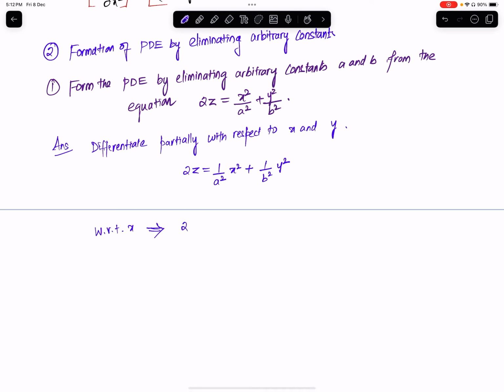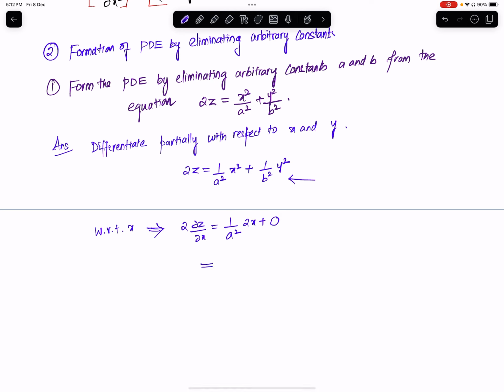So 2 dou z by dou x is equal to 1 by a square. The derivative of x square with respect to x is 2x. Then plus, in this place you don't see any x. Do you see any x here? So no x. So what is the partial derivative? As there is no x, automatically it will become 0. So from here, just try to simplify further.